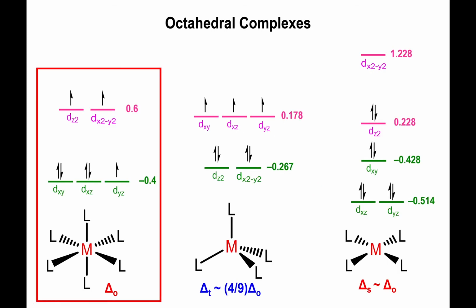All right, so sticking with the octahedral pattern, you have 6 ligands around the metal center. We're going to be dealing with 3 orbitals at the bottom and 2 on top, with a negative 0.4 delta octahedral for the bottom orbitals and 0.6 delta octahedral energy values for the upper orbitals.